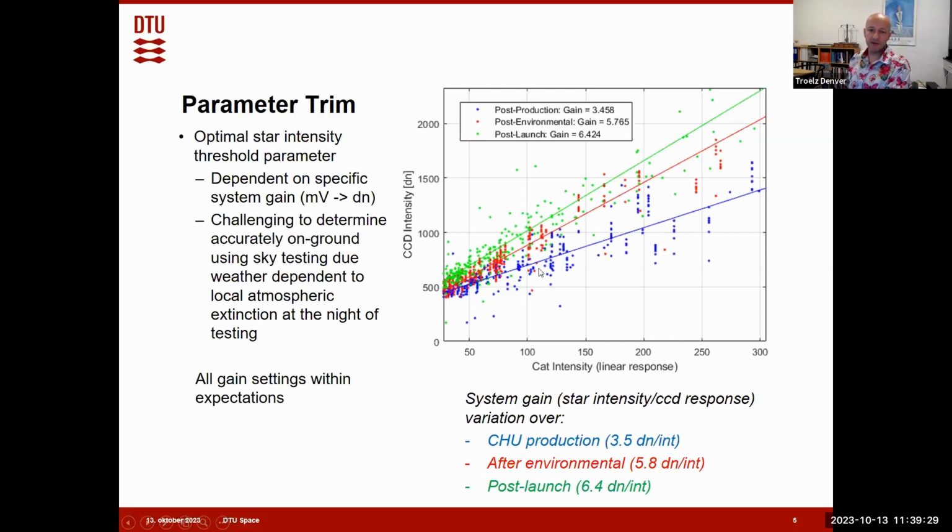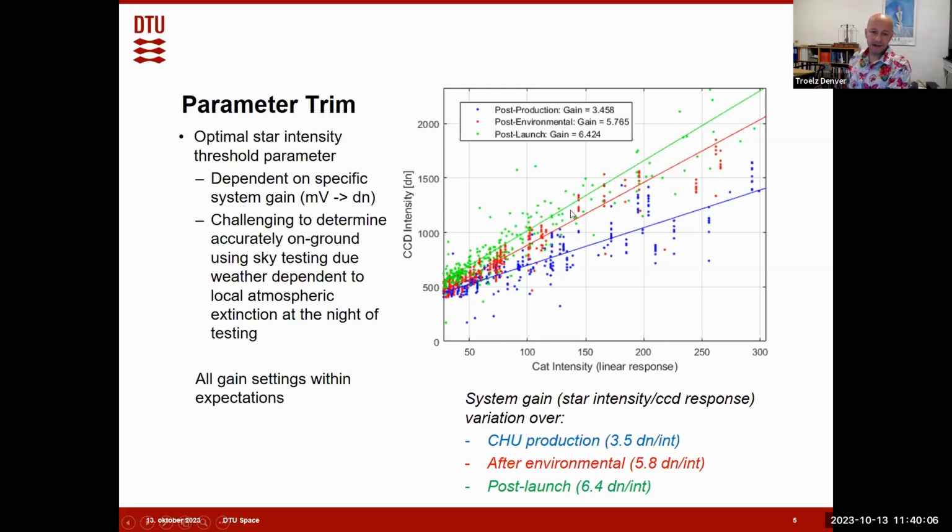So just to show you what we're up against here, the blue curve again is post-production. These are from the 10 images that we captured following production, and they are captured in the Copenhagen area, which means that it's roughly sea level, through a lot of atmosphere. For the second, post environmental test, we moved to a mountaintop, 2 kilometers of altitude, and took another set of images, and we get a somewhat better gain. This time we are roughly 5.8. And again, from in-flight, we measure an even higher gain.